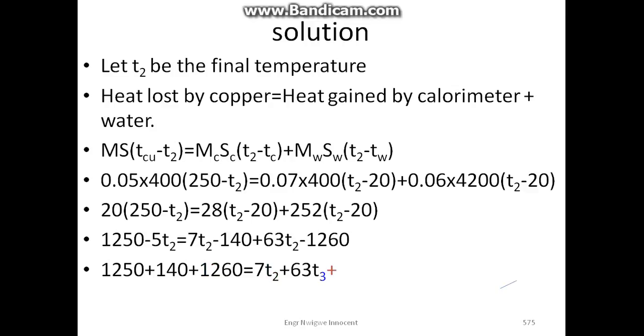Collecting like terms together, we have the constants summed on one side equal to the T2 terms on the other. Therefore, making T2 the subject of the formula, we have T2 equals 2650 over 75, which gives us 35.3 degrees Celsius.